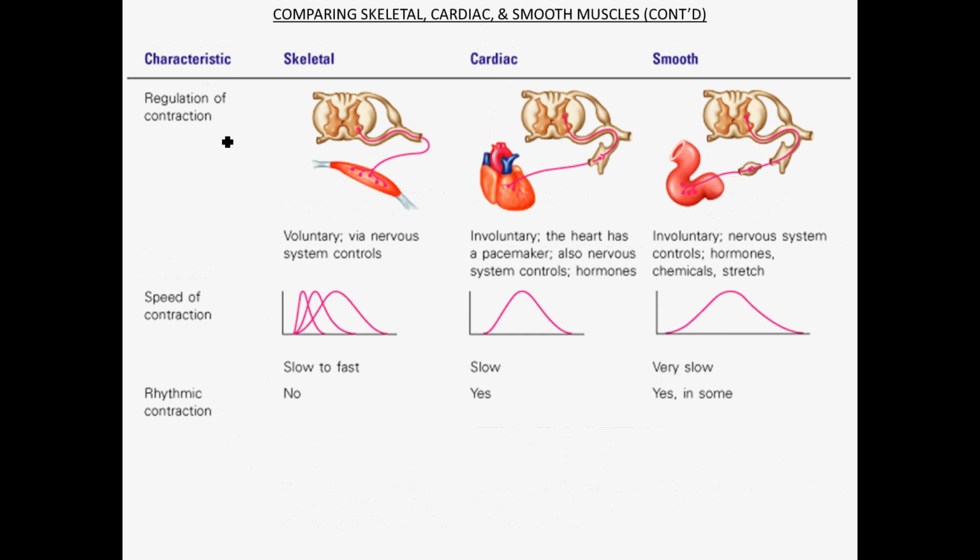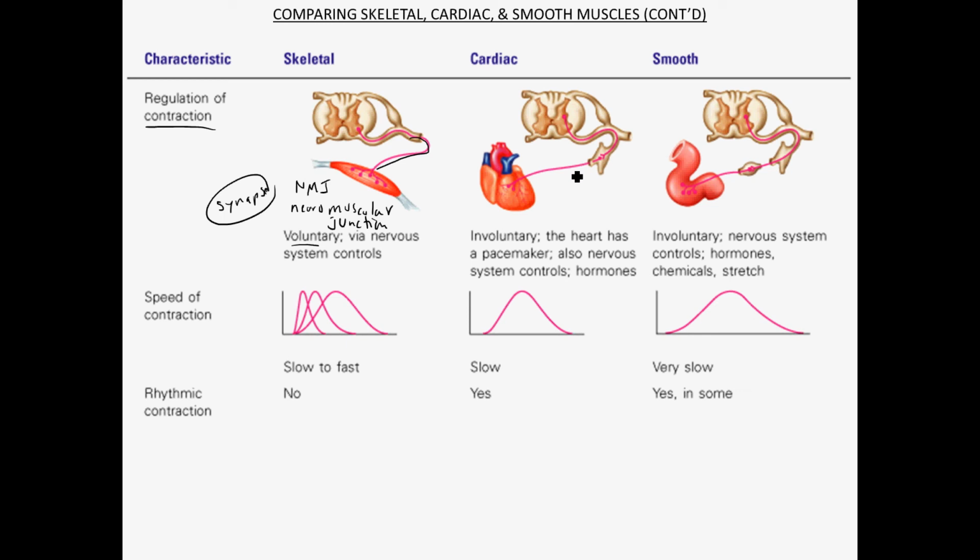How the contraction is regulated. In skeletal muscle, it's voluntary via the nervous system. So here we have a neuron coming down, and we're going to have this NMJ, or the neuromuscular junction. The neuromuscular junction is going to be a synapse, and we're going to look at that in detail in another screencast. But there's a synapse between the neuron and the muscle.